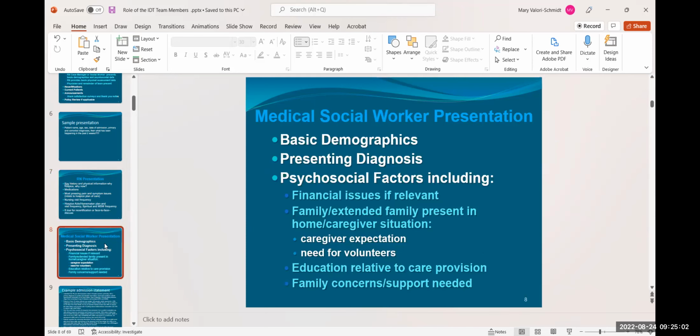The social worker should be giving the basic demographics and the presenting diagnosis, but then they should be addressing psychosocial factors. Are they having financial issues? Who's taking care of the patient? Is there family, extended family? Is there a private caregiver? Do we need volunteers? What do they need? What education does the family need? And any other family dynamics. And we all know that families have dynamics, all families. So any concerns or support that's needed should be addressed then, right? So this way the whole team can work on it together.